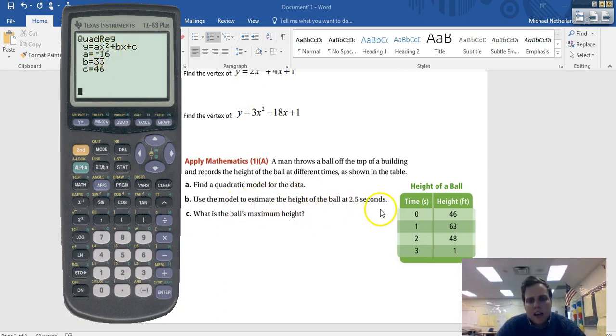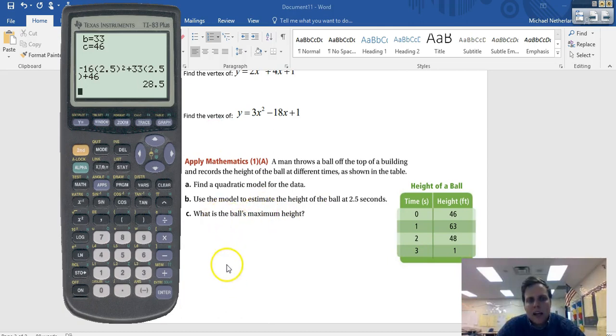Use the model to estimate the height of the ball at 2.5 seconds. You literally are just going to plug in 2.5 for everywhere you see an X. Plus 3 plus 46. Press enter. Bam, 28.5 feet. That's the answer to B.